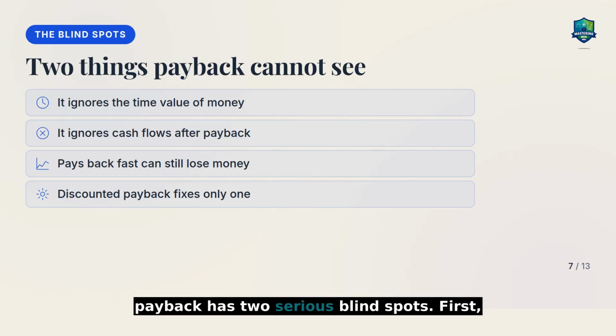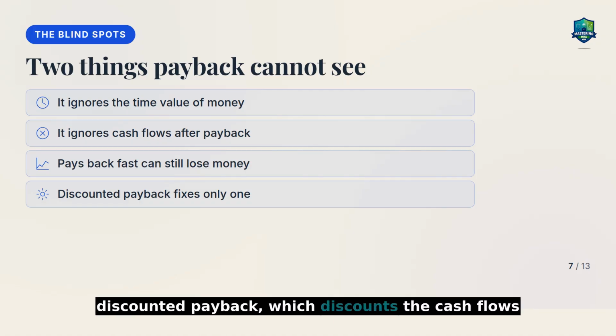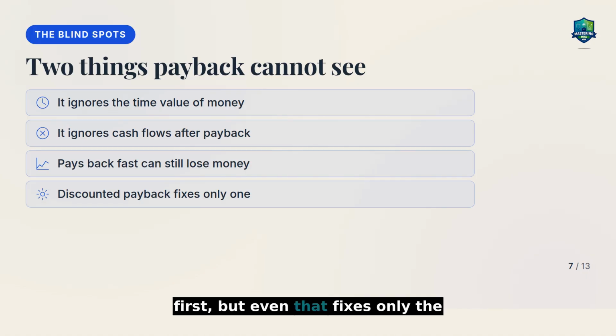But payback has two serious blind spots. First, basic payback ignores the time value of money. It treats $1 in year 3 the same as $1 in year 1. Second, and this is the big one, it completely ignores every cash flow that arrives after the payback point. A project that pays back in 2 years and then dies looks better than one that pays back in 4 years and then gushes cash for a decade. There is a patch called discounted payback, which discounts the cash flows first, but even that fixes only the first problem, not the second. Never let payback make the final call on its own.